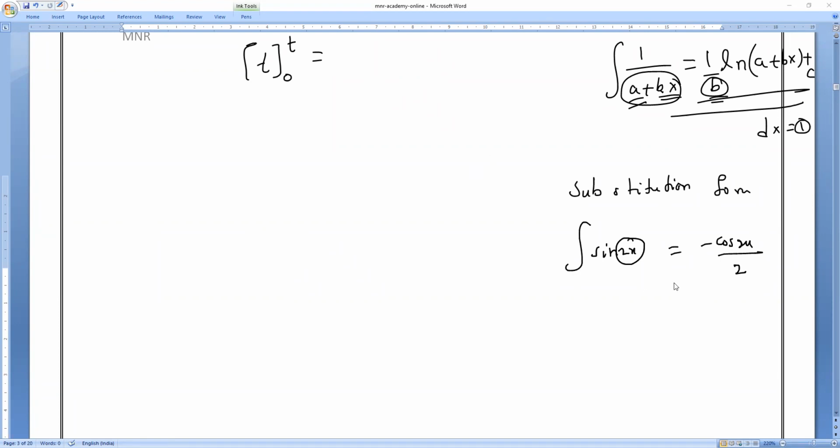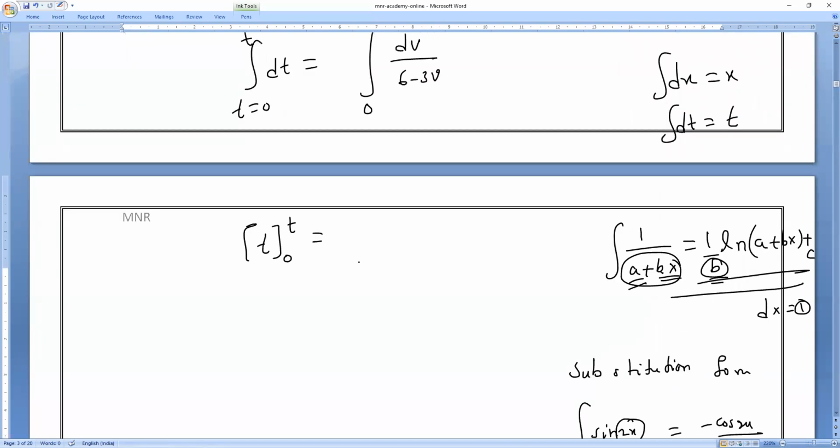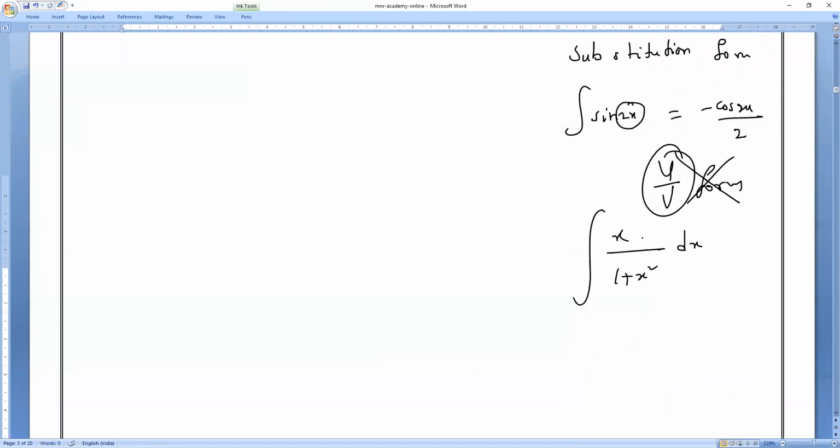In the same way, we did the u by v rule, which does not exist for differentiation. We also did the substitution form, for example x divided by 1 plus x square into dx. Similarly, you can see here. We assumed this whole term as t. Remember this one?